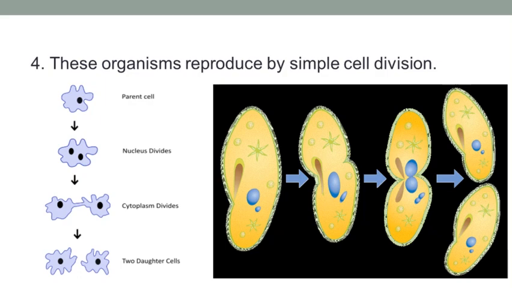In amoeba, simple cell division means the cell is divided simply into cells. In amoeba you can see one parent cell, then in the second step the nucleus divides into two, then the cytoplasm divides, and in the last step the cytoplasm separates and two new daughter cells are formed. Similarly in paramecium, one parent cell is divided into two new cells. First the nucleus divides, then the cytoplasm, then two new cells occur.